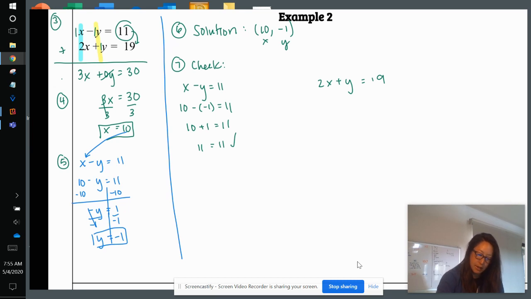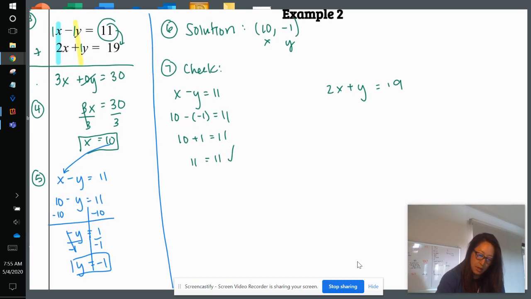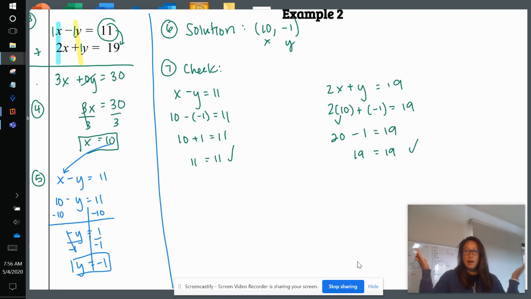Go ahead and move on to the next one. We have 2 times 10 plus negative 1 is equal to 19. I like to put my negatives in parentheses so I don't forget about them. Okay. Multiply first, so 20 minus 1 is equal to 19. 20 minus 1 is 19. Does that equal 19? Booyah. We have the solution. Our solution is 10, negative 1.